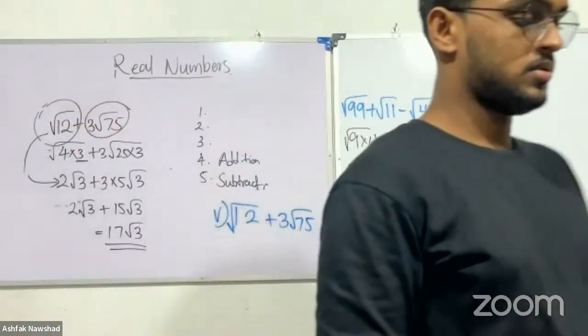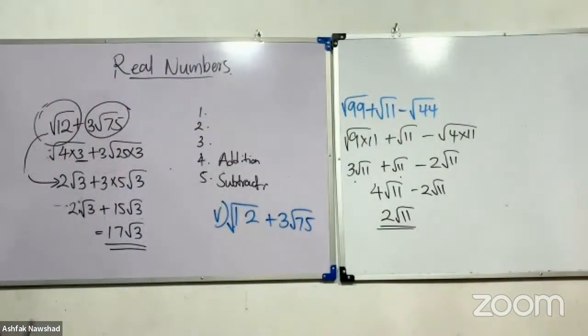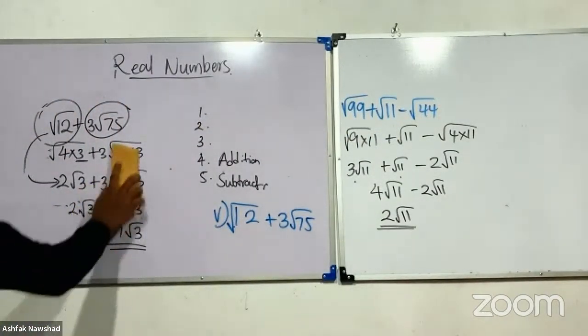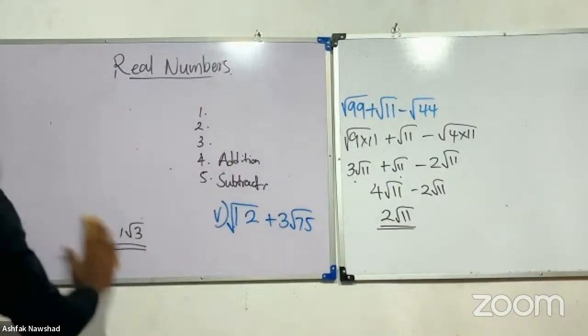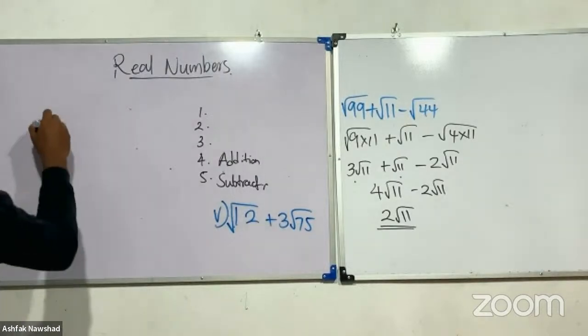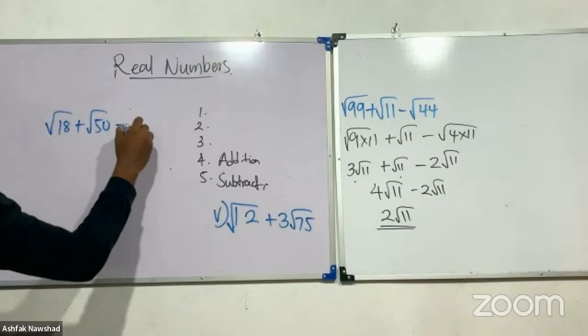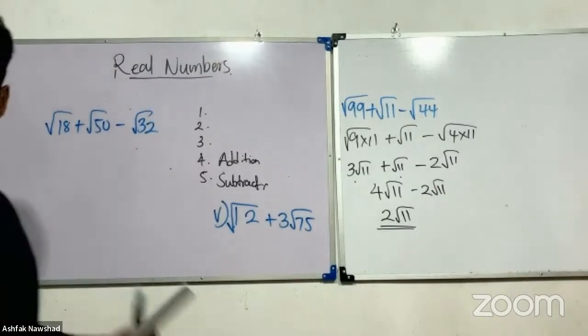As a final question, let's do the 13th one. Question number 13: root 18 plus root 50 minus root 32. Give it a try.